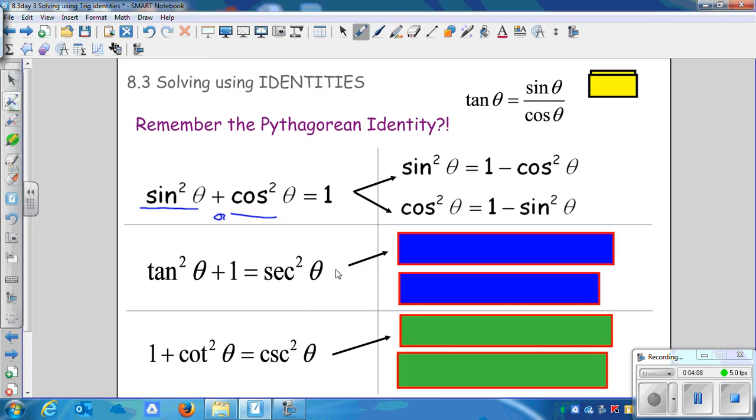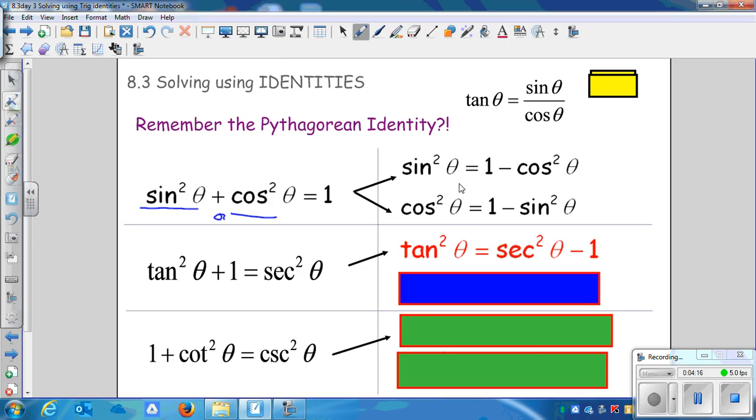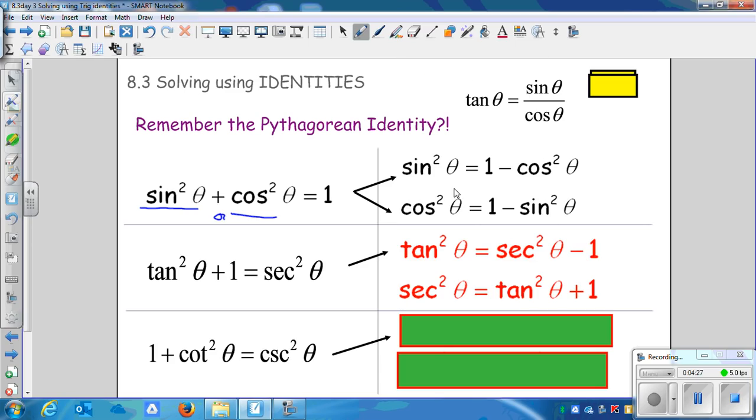Now this one here, if I isolate tangent squared theta, I'd have to subtract 1 from both sides, and I would get that tangent squared theta is equal to secant squared theta minus 1. And of course, on this equation, the secant squared theta is already isolated. If I wanted to, I could flip the left and right hand sides around so I can see that the left side is the isolated portion. And that's consistent when you look at sine squared theta equals, cosine squared theta equals, tangent squared theta equals, and secant squared theta equals. You can use these as references for when you're solving each of these equations.